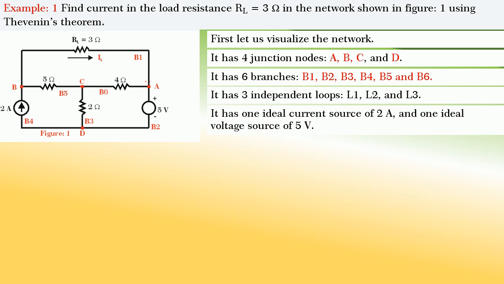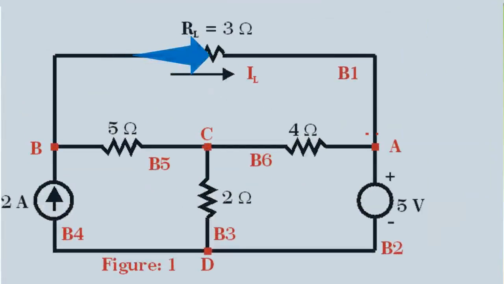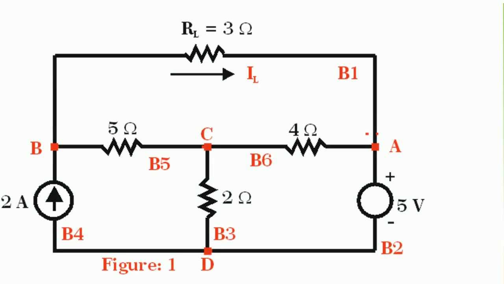Friends, now let us solve an example to find the current in the load resistance RL equal to 3 ohm in the network shown in figure 1 using Thevenin's theorem. First, let us visualize the network. It has 4 junction nodes and they are A, B, C and D.